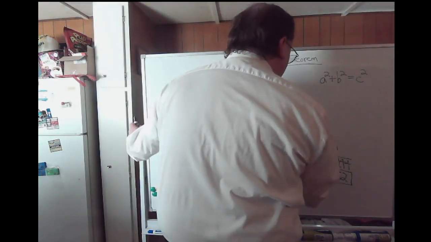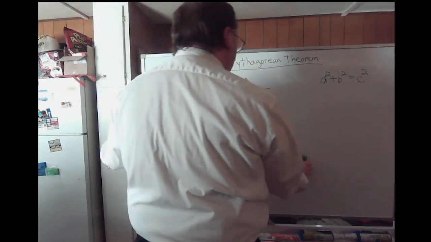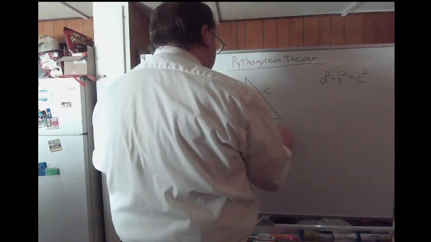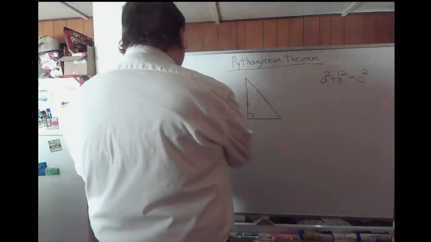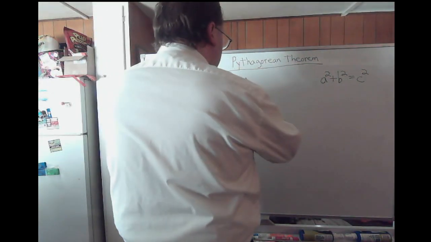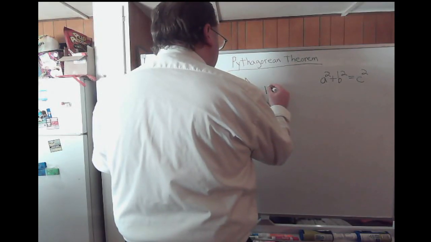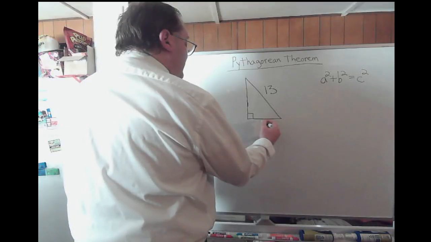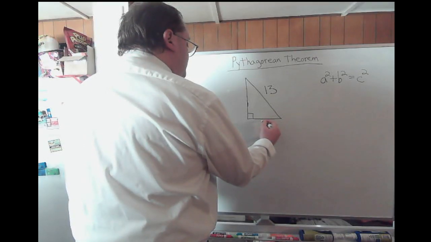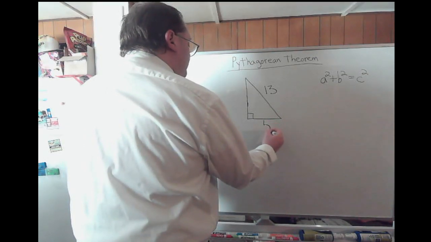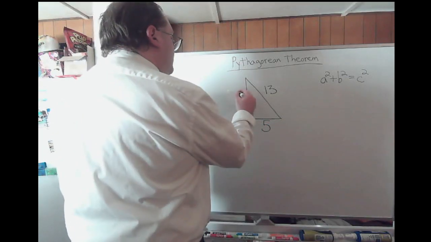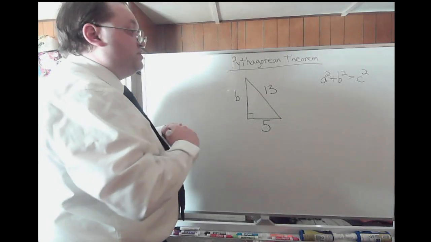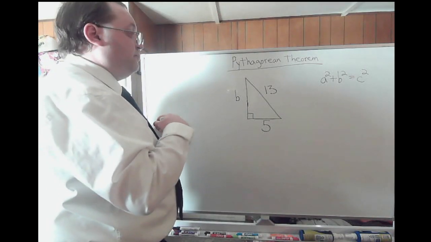Now I'm going to twist this a little bit. Let's say this time you know the length of the hypotenuse to be 13, right? The length of the hypotenuse is 13. The length of the first leg, a, is equal to 5. We don't know the length of b. That's okay. We can still use the Pythagorean theorem to solve for b.